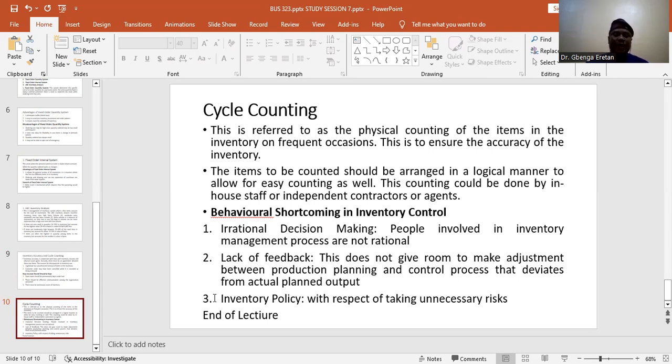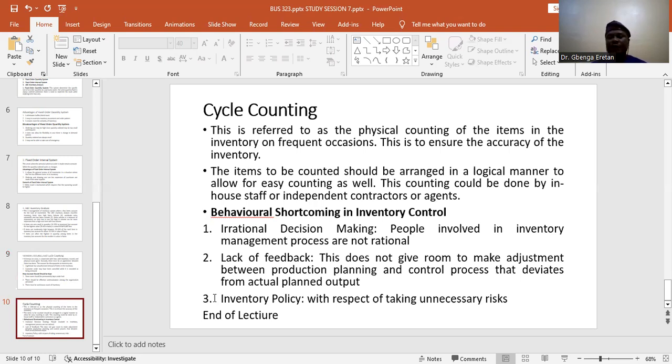The items to be counted in the warehouse should be arranged in a logical manner to be easily counted in that particular warehouse. Then we'll move on to the last aspect, behavioral shortcomings in the inventory. In other words, what are the problems that are associated with inventory management in an organization? Number one, irrational decision making. Some of the managers of inventory make some decisions that are irrational, which will affect the movement of stock, the damage to stock, and inaccuracy of stock record.